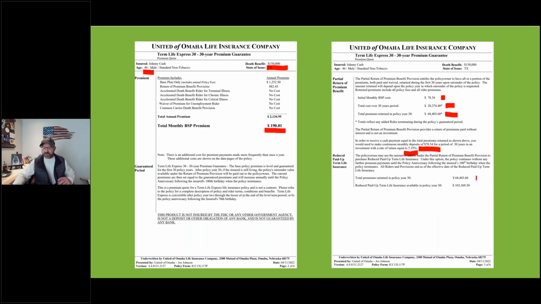Now, at the end of the 30 years, your clients have a simple decision. Do they take the $68,000 in cash, 100% tax-free, by the way? Now, the caveat is they have no more life insurance. But in this case, at age 76, do they really need life insurance? They're kind of self-funded.